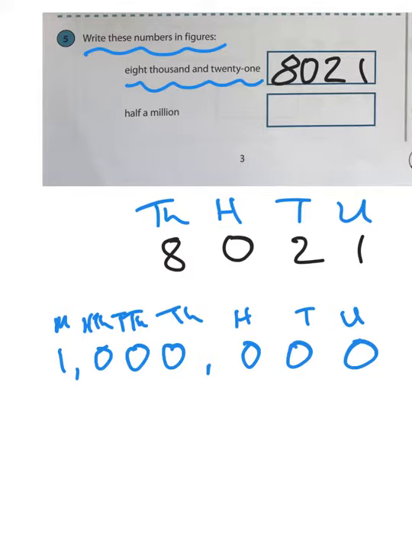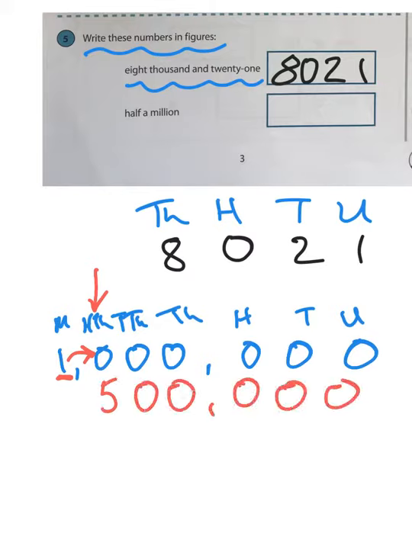So if we're counting up in 100,000s, and you think of a million being 10 100,000s, what's half of 10? 5. So it's 5 lots of 100,000s. So there are 500,000s in half a million. Tricky one. So the answer, 500, comma 000. Okay? Highlight the box if you got it wrong.